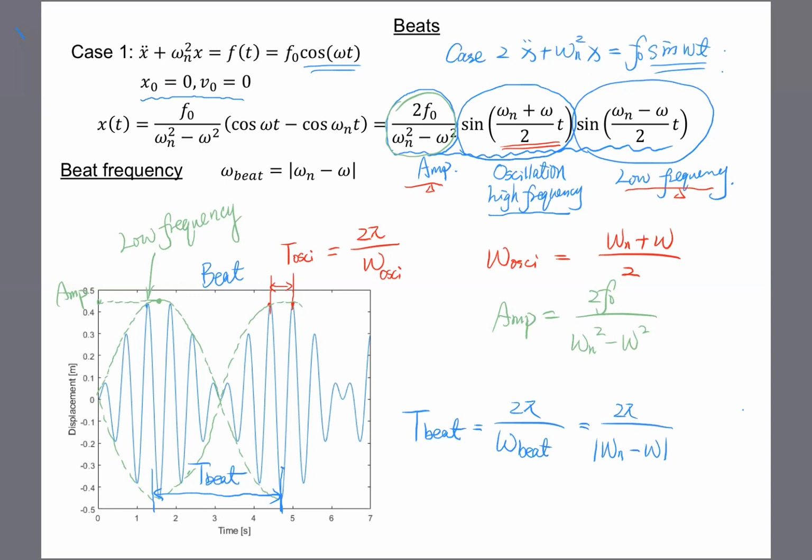That's because your beat period is the distance from peak to valley. It's not the distance from the first peak to the second peak. That's why it's only half of the low frequency oscillation period. That's something you need to pay attention to. The other thing to pay attention to is that omega beat is the absolute value of the difference. That means in your final solution, you usually see two solutions. I believe you have already seen this from your homework 1.